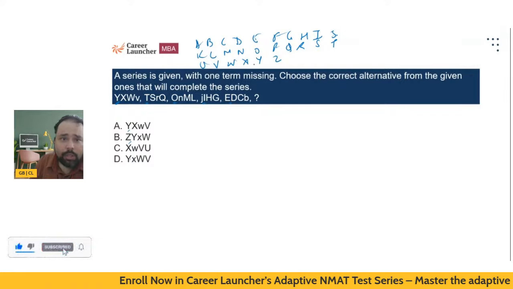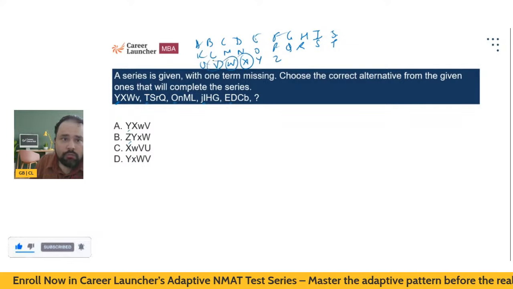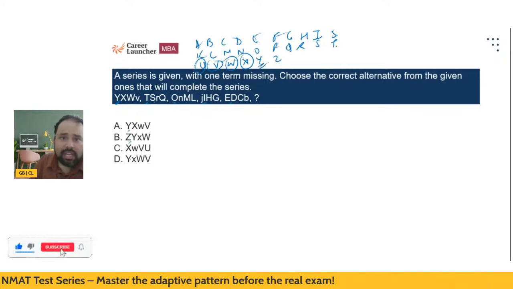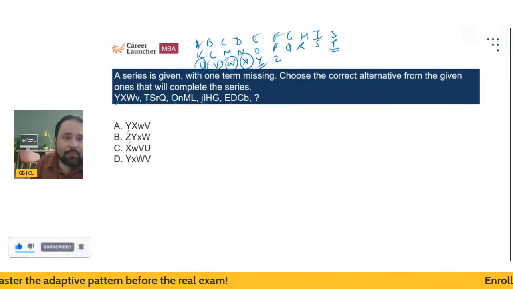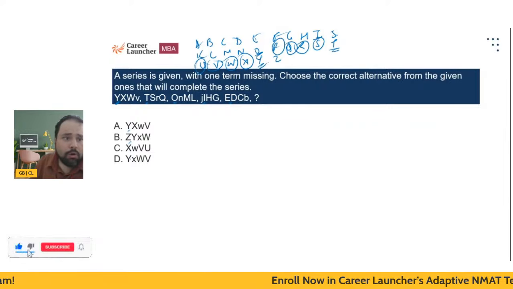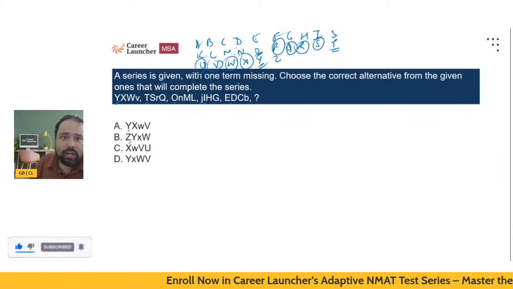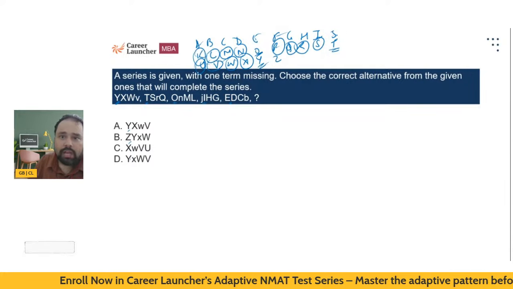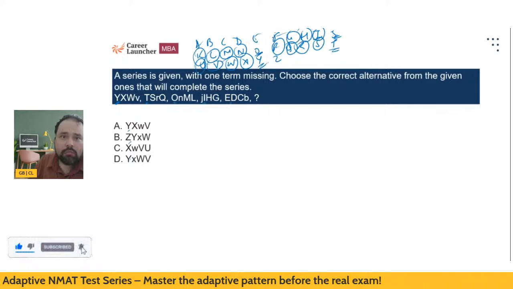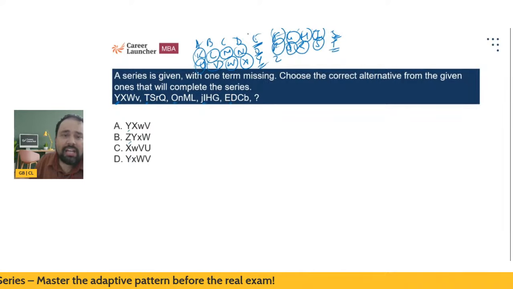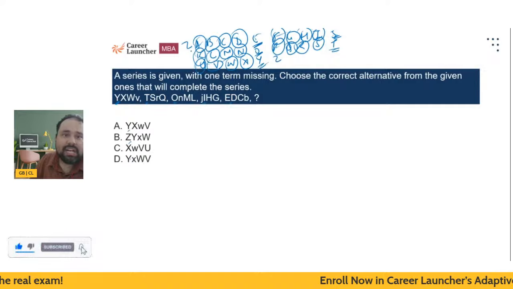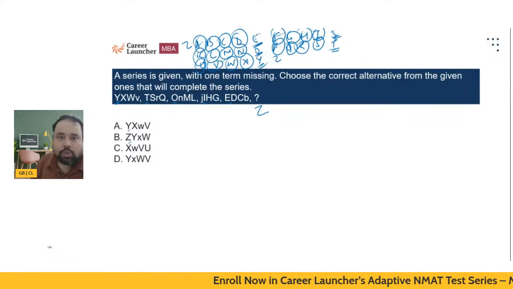Y to T: that's a difference of 1, 2, 3, 4 in between. From T, I am going to O, so 1, 2, 3, 4 in between. From O, I am going to J, 1, 2, 3, 4 in between. From J, I am going to E, 1, 2, 3, 4 in between. From E, I go back, there should be a gap of 4: 1, 2, 3, 4. What comes before this? Z will come. That means the answer needs to start with Z.